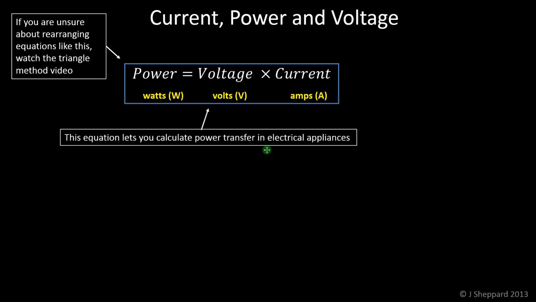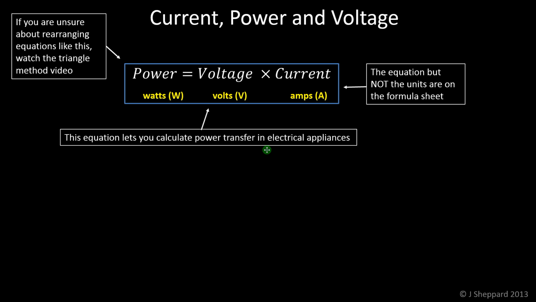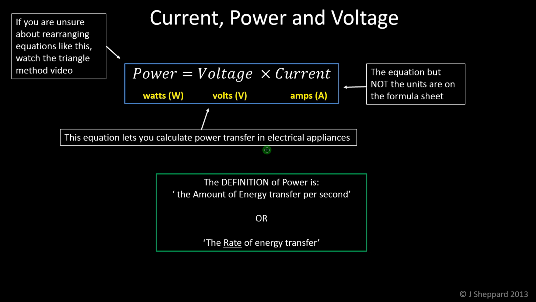And this equation is specifically for calculating power transfer in electrical appliances. And as we've already said, the equation but not the units are on the formula sheet, so you need to learn that power is in watts, voltage is in volts and current is in amps, but you don't need to learn the equation.